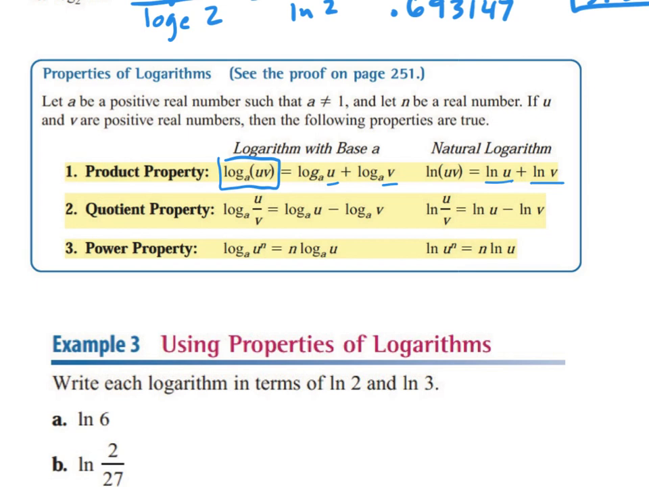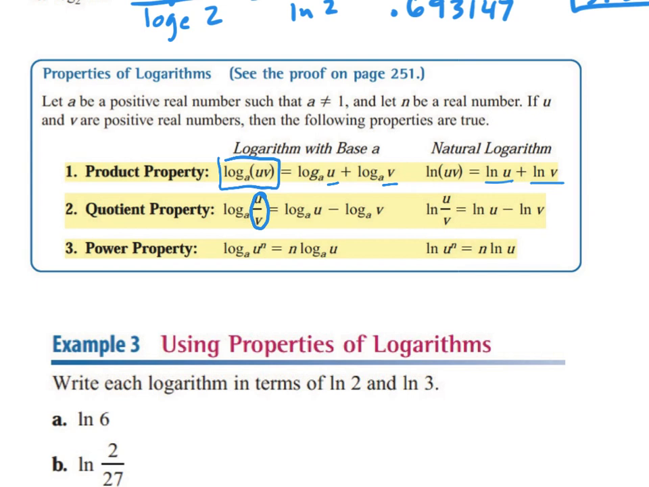Next, we have the quotient property. Anytime we are dividing two things in our log, we can take the log of one thing minus the log of what's on the bottom. So what comes on top always has to be first, and what's on bottom always comes behind the subtraction sign.